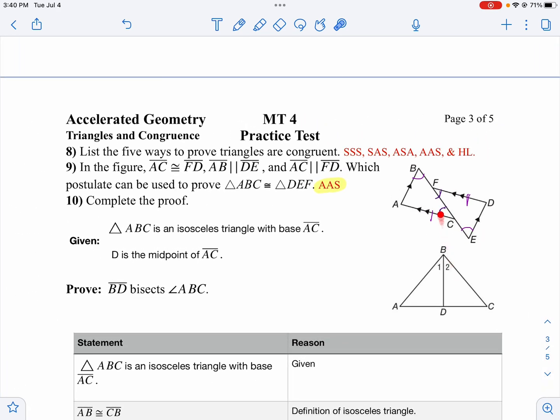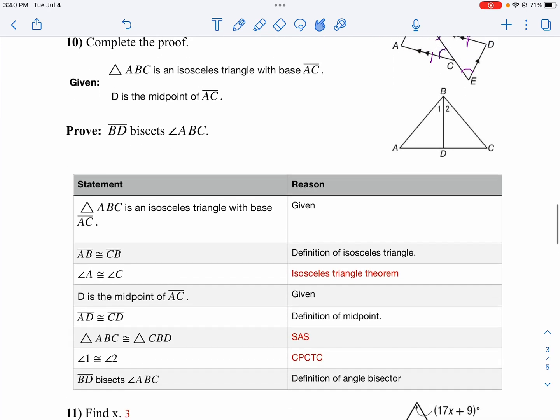And here's a proof that's partially done for us, but not the whole thing. We're going to have to fill it in. We're told triangle ABC is isosceles with base AC. That's our given. Because it's isosceles, I know AB is congruent to CB. Let me mark that down here. AB is congruent to CB because we know it's an isosceles triangle. Therefore, angle A is congruent to angle C.